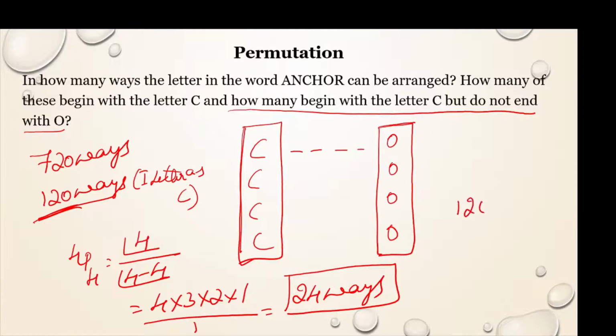Now what we want to subtract, because we want to check how many of these words do not end with O, that end with all the other letters. So if I subtract 24 from 120, it is 96. So the answer for the third condition is there are 96 ways in which you can arrange the word ANCHOR where the first letter is C but the last letter is not O.